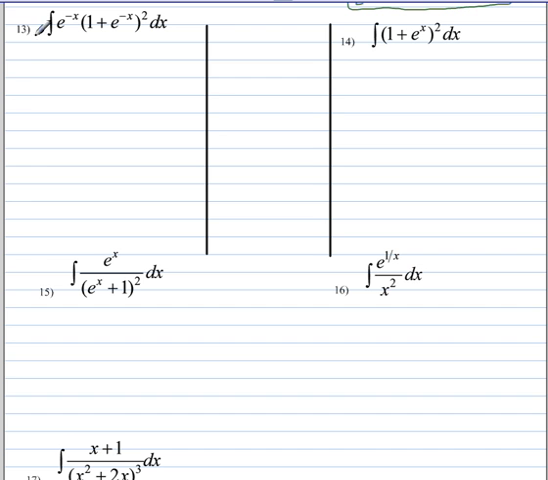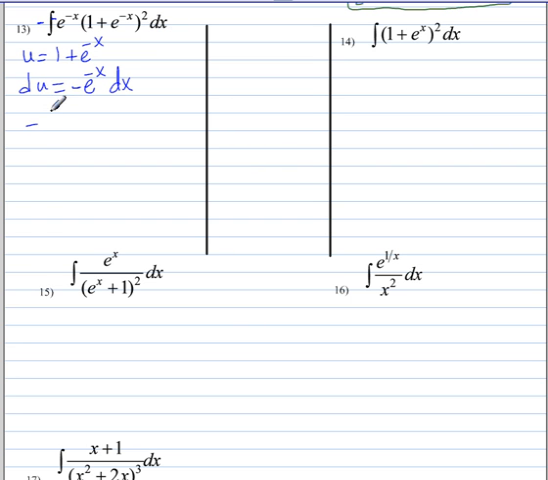So we're going to let u be 1 plus e to the negative x. The derivative of this u is, derivative of 1 is 0. Derivative of e to the negative x is e to the negative x times the derivative of negative x, which is negative 1. And we'll put a dx here. So we need to multiply this by negative 1 and multiply the outside by negative 1, because negative e to the negative x dx is du.